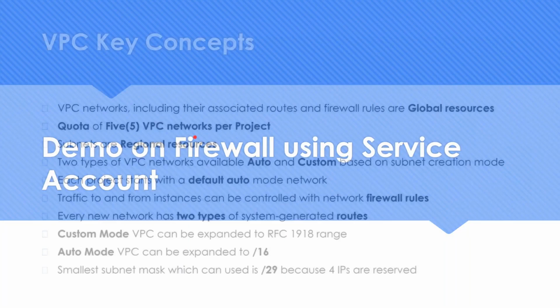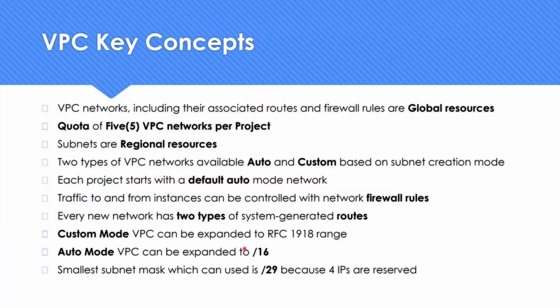So custom VPC can be expanded within the RFC 1918 standard range, slash 8 for class A, slash 12 for class B and slash 16 for your class C ranges. Auto mode can be only till slash 16 basically, and the smallest subnetwork mask which you can use is slash 29, where 4 IPs are reserved. Is this part clear, folks?